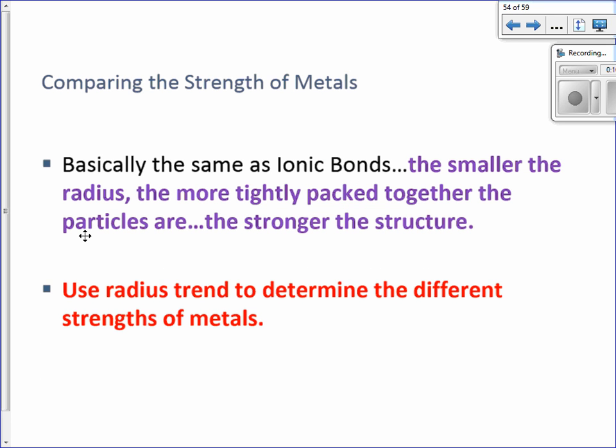Now the strengths of metals. Basically the same as ionic bonds. The smaller the radius, the more tightly packed they are, and usually the stronger the structure. So if you're comparing two metals in terms of their strength, usually the smaller radii is going to give you the stronger metal. Okay? So there you have that one. That one's a pretty easy trend to follow.